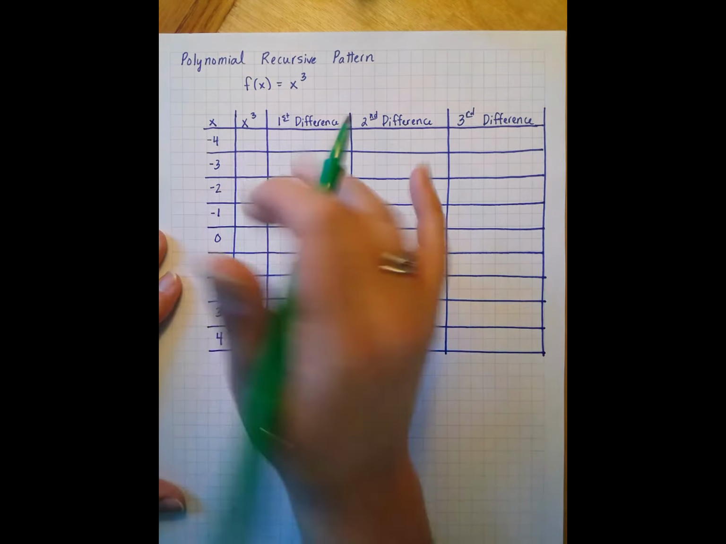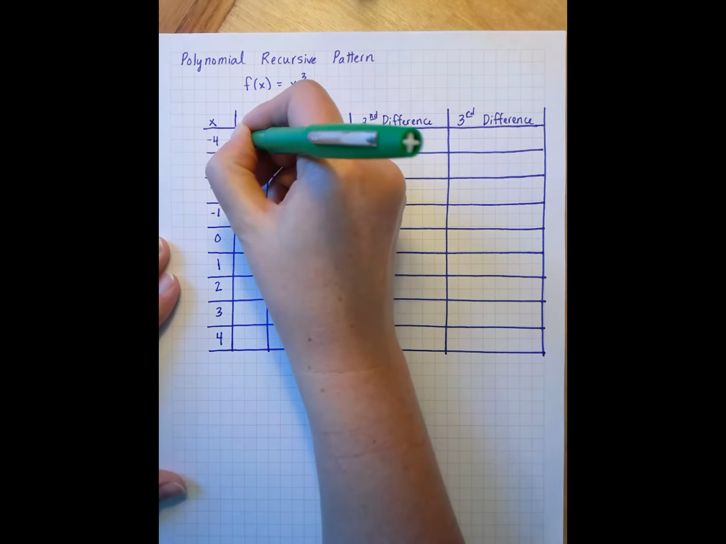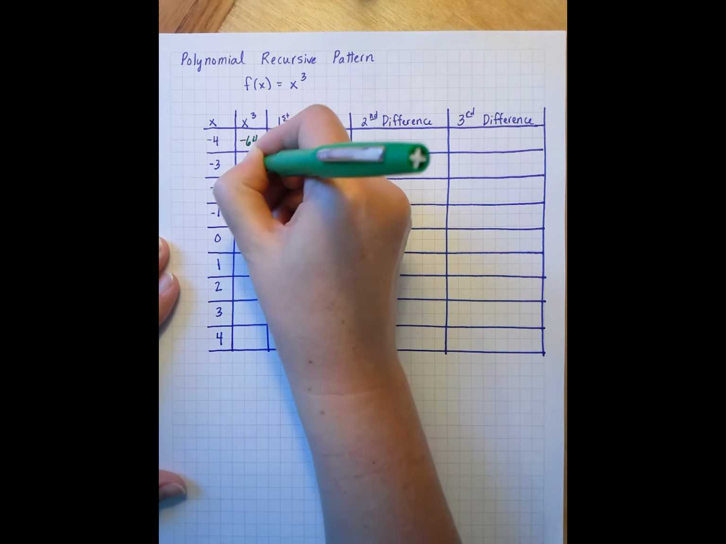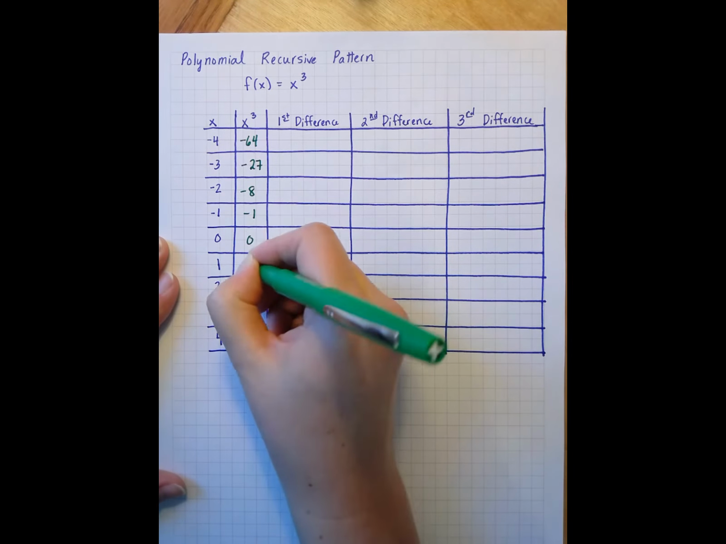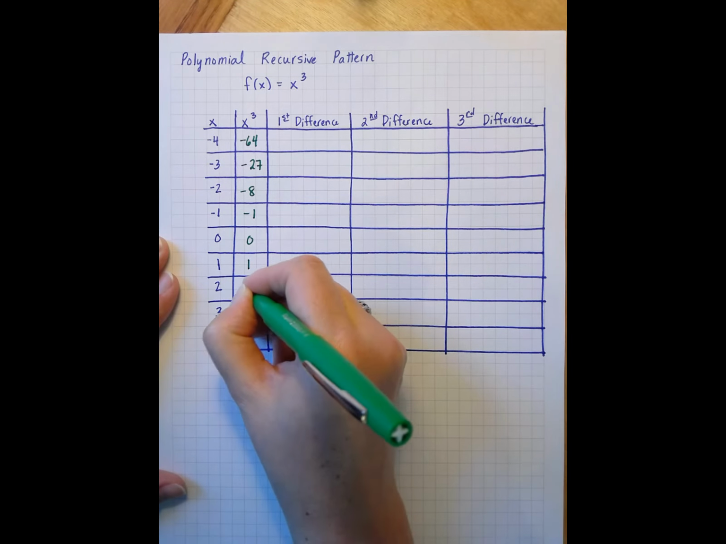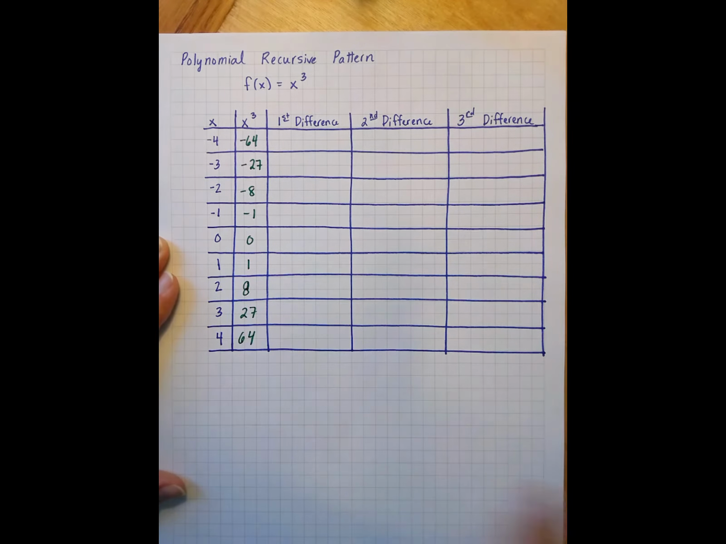So I'm going to plug in -4, etc. into x cubed, which is going to get me -64, -27, -8, -1, 0, 1, 8, 27, and 64.